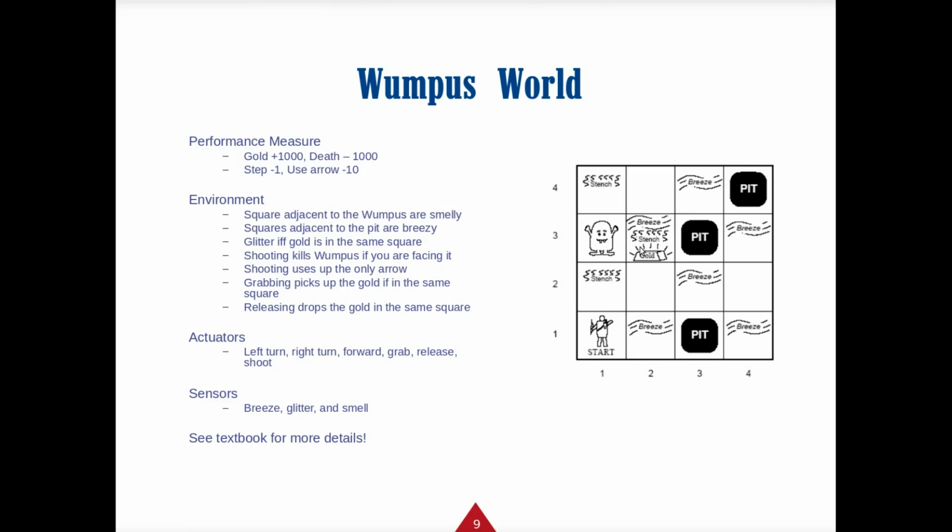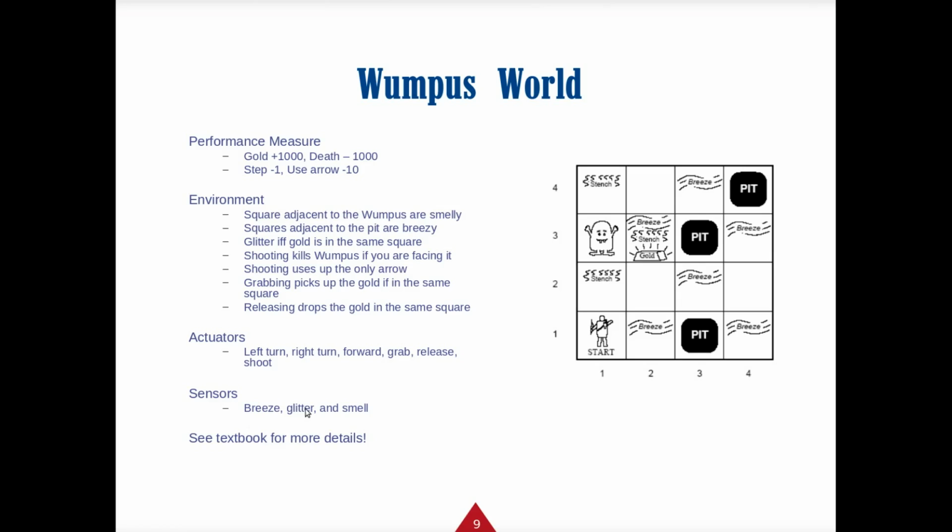If you shoot the Wumpus while facing it, so if you move up and you see the Wumpus, you can shoot it. But if you're not looking at it, you might be able to smell it, but you can't shoot it. Shooting only uses up 1 arrow, and you're guaranteed to kill the Wumpus. Grabbing picks up the gold if it's in the same square, and releasing drops the gold in the same square. So the actuators are turn left, turn right, forward, grab, release, or shoot. And then the sensors are, you can sense a breeze, you can sense glitter, and you can smell.